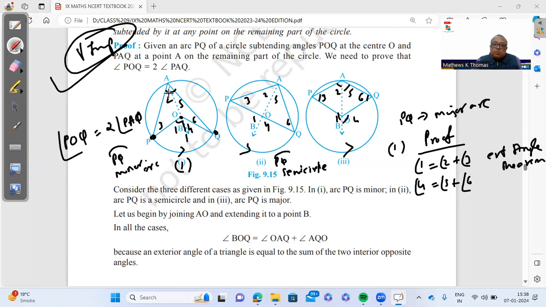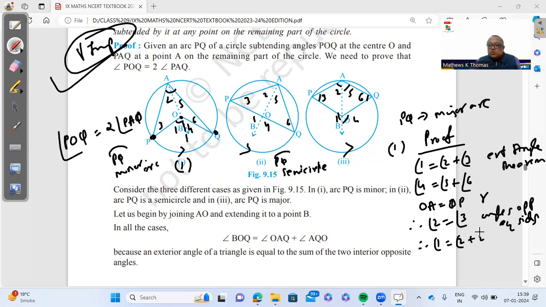Now, if you look at OP and OA, OP and OA are radii. And if OP and OA are equal, then the angles opposite to them will be equal. So angle 2 will be equal to angle 3, angles opposite equal sides. Therefore, I can say 1 will be 2 plus 2. So angle 1 will be twice angle 2.